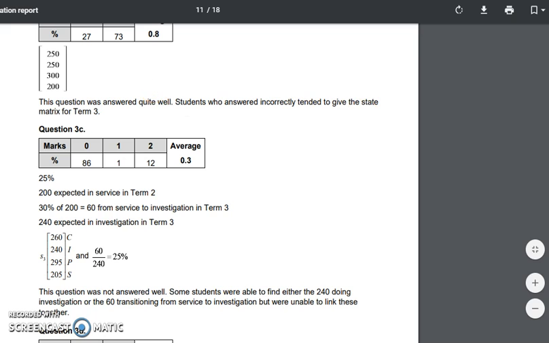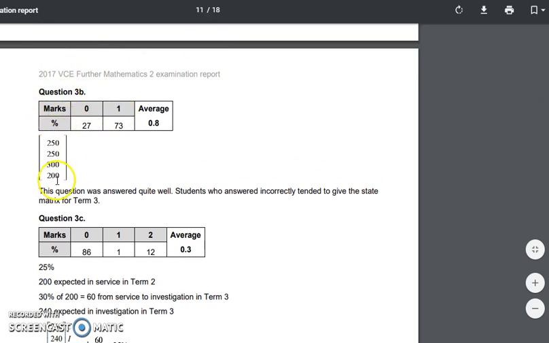So question 3B here was completed quite well. 73% of the cohort got that question correct. And it actually says here it was answered quite well.